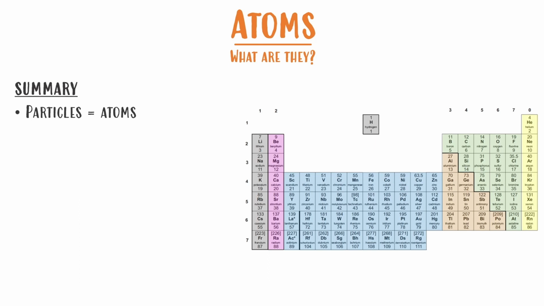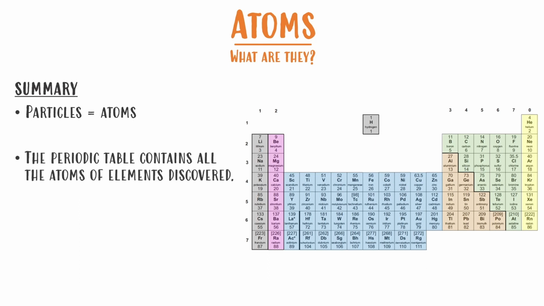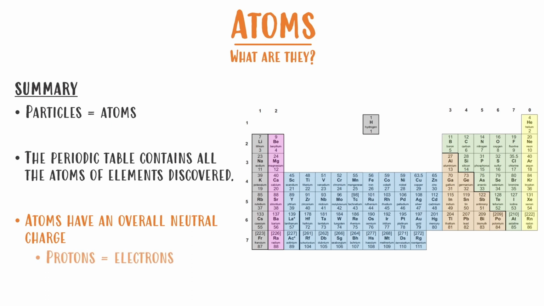To summarize, particles are known as atoms, and all of the atoms of elements we've ever discovered are found on your periodic table, and we'll have a closer look at this on a future video. Lastly, atoms have an overall neutral charge, and the reason for that is they always have the same number of protons, positive charges, as they do electrons, negative charges, so they balance each other out.